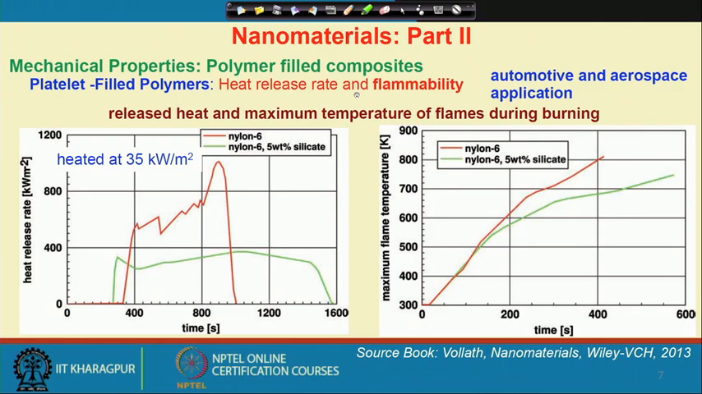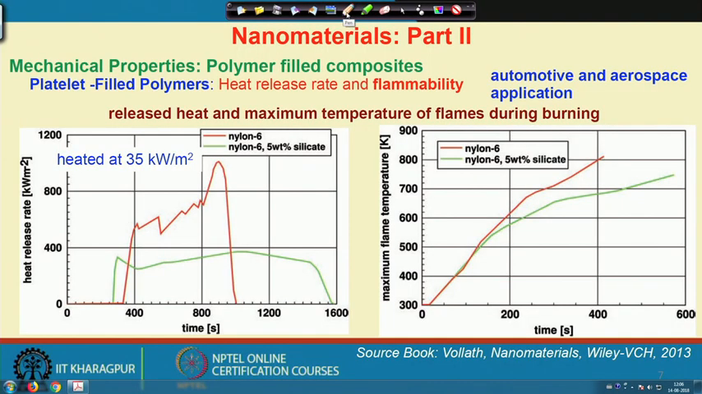Now, is there any other application of these composites? Yes, in the automotive or aerospace industries we use them a lot. However, some other functional properties are required, not only the strength. If these materials are highly flammable, then also there is no use. However, we can further improve the flammability property by incorporating some nanoplatelets.